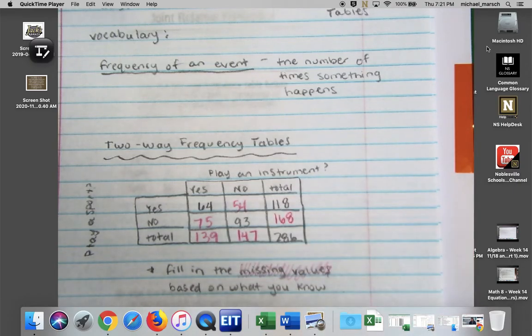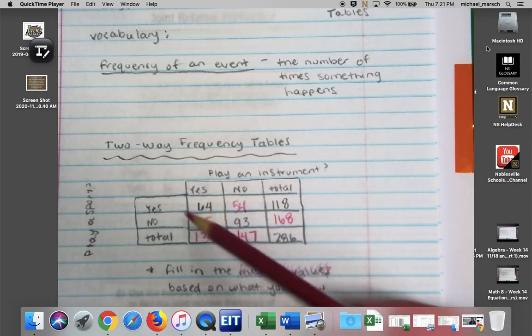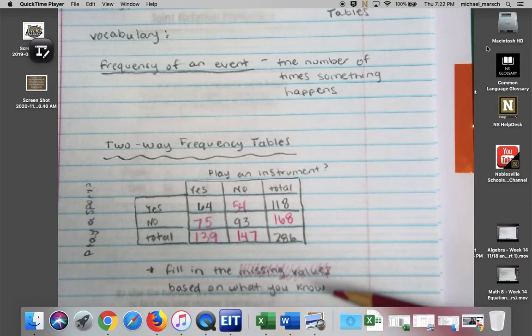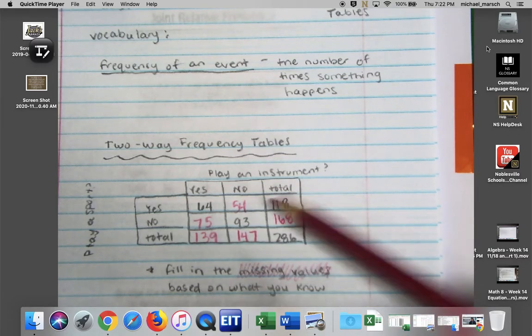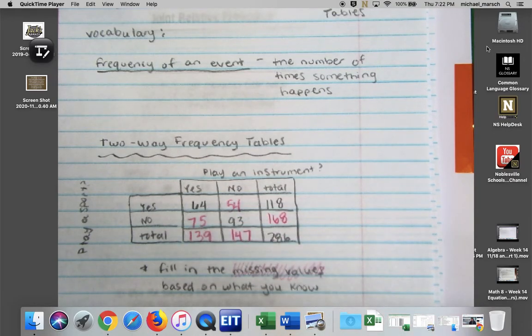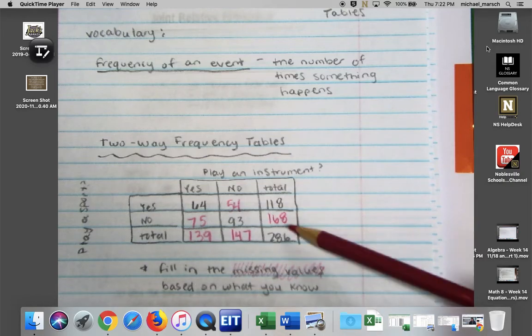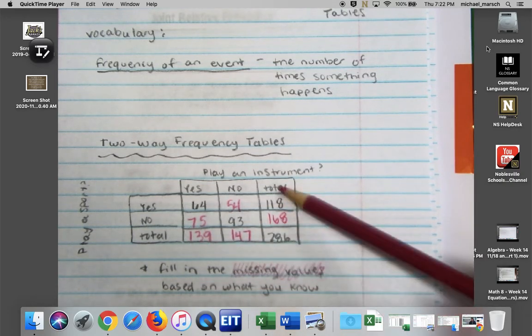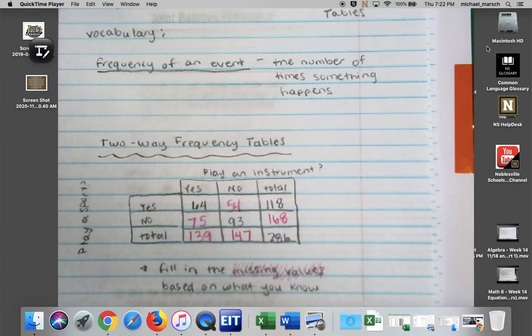If I said to you, how many people play an instrument and a sport? You would say 64, because that's the number where those two meet. If I said, how many people don't play an instrument and also don't play a sport? You would say 93, because that's where those cross over. If I asked you how many people were surveyed, you would say 286, because that's the total people that were surveyed about both questions. So that's how we use a two-way frequency table.